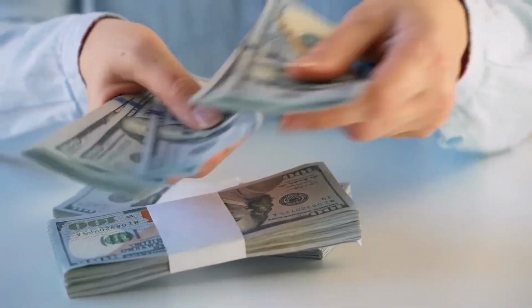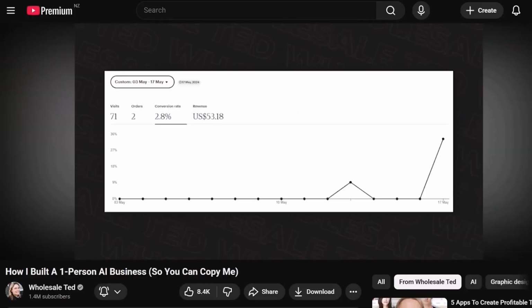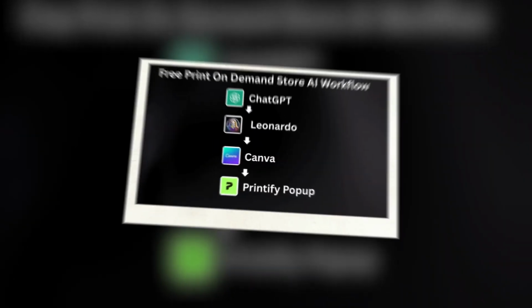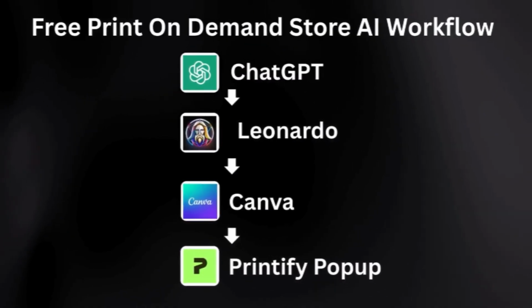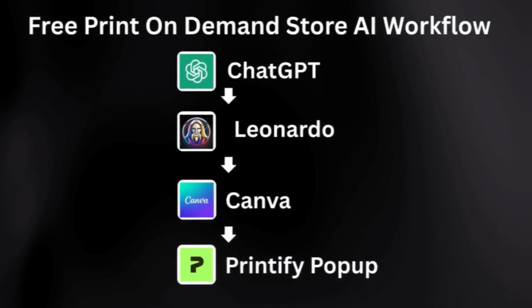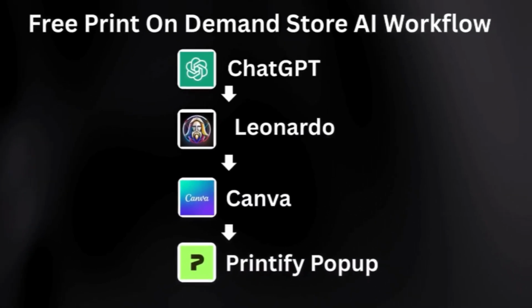Next, turn your design process into content. Record your screen while you brainstorm slogans with AI, generate art in Leonardo, and drag and drop your design together in Canva. Then edit that raw recording into a 10 to 20 second vertical video. Add text overlays like, "Should I launch this design?"